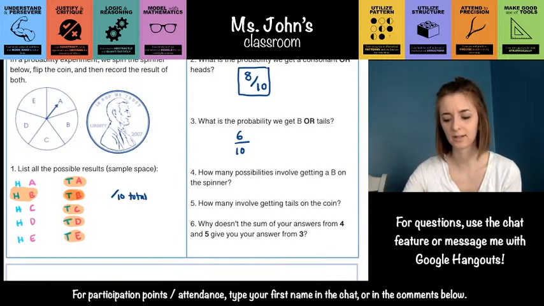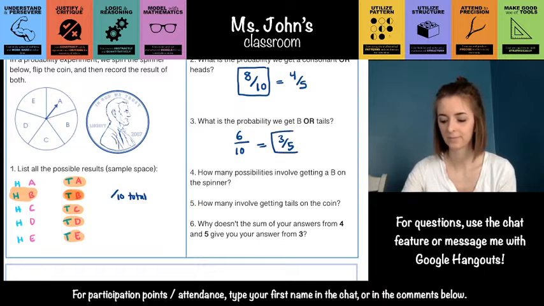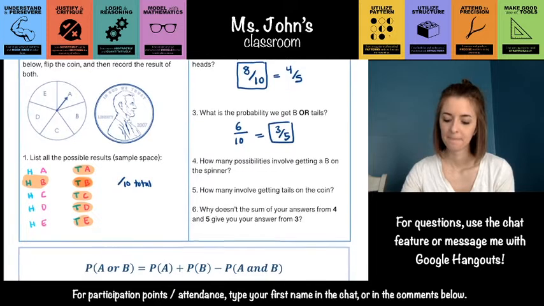Now, both of these I could have reduced. I probably should have. In fact, I don't know if MathSpace actually cares about that, but it is important. So this is actually 3 out of 5.